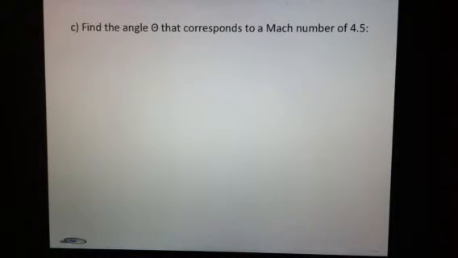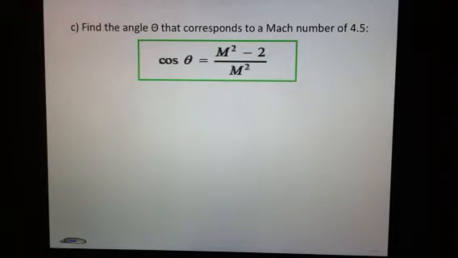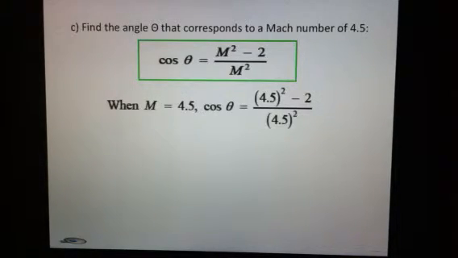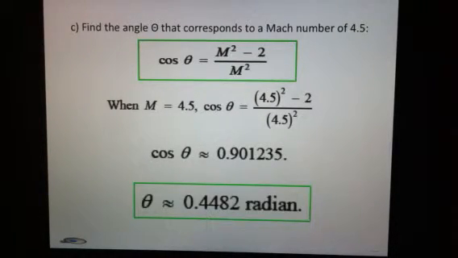Part C. Find the angle theta that corresponds to a Mach number of 4.5. So again, we're going to take our initial equation, cosine of theta is equal to (m squared minus 2) over m squared. And once again, we're going to substitute a value in for m. This time, it's going to be 4.5. This will bring us to cosine of theta is equal to (4.5 squared minus 2) over 4.5 squared. After simplifying, we come to this point, cosine of theta is equal to 0.901. After solving for theta, we find that theta is equal to about 0.4482 radians.